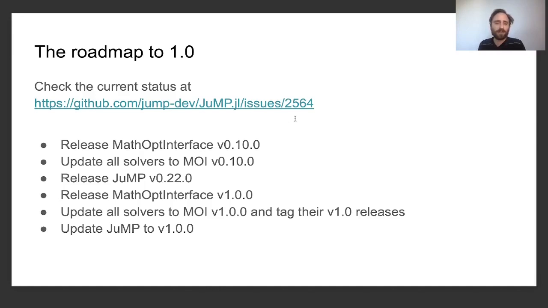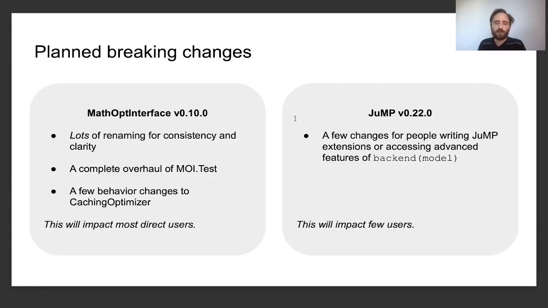I just said that we're going to be making a breaking release to MathOptInterface and to JuMP, and that might have you worried, but don't worry too much. On the MathOptInterface side, there will be a lot of breaking changes for users that are using it directly, but most of these are just renaming. We've tried to go through and make sure that all of the names we use for functions and types are consistent. I said at the start that I'd also been doing a lot of work overhauling how we test solvers in MathOptInterface, so the MOI.Test submodule has had a big change, and there'll also be some other changes to how the caching optimizer works.